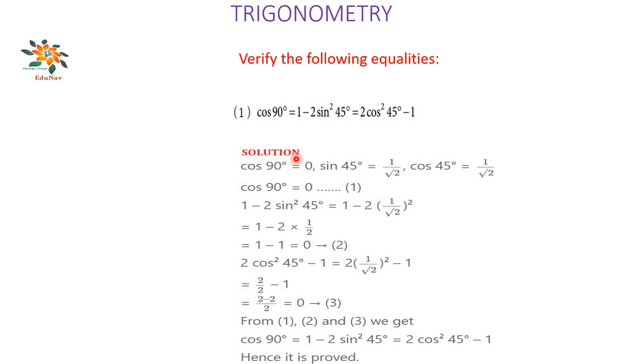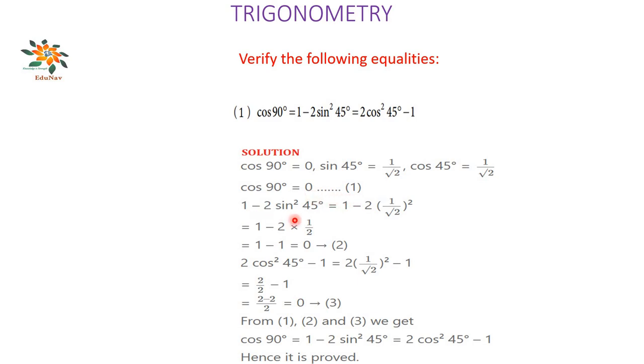Solution. To solve this problem, we are going to make use of the values of trigonometric ratios of standard angles which we have learned in our earlier videos. Sin 45 degree equals 1 by root 2. Cos 45 degree value is also equal to 1 by root 2. Now, cos 90 degree equals 0. We will have it as step number 1.